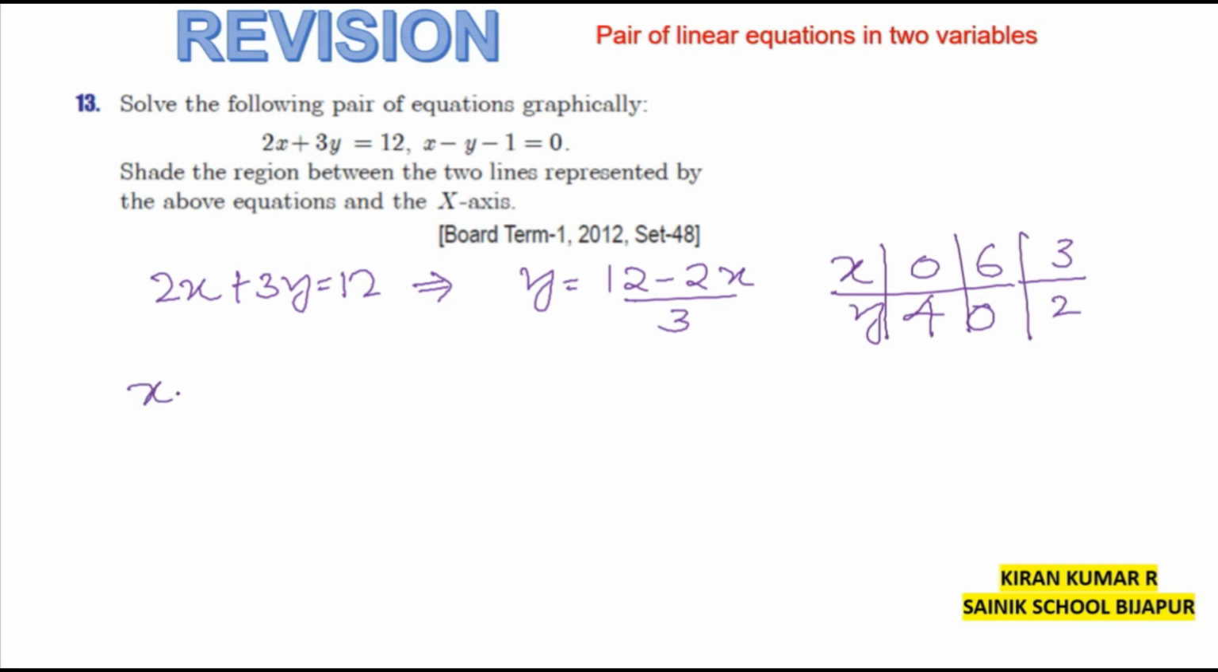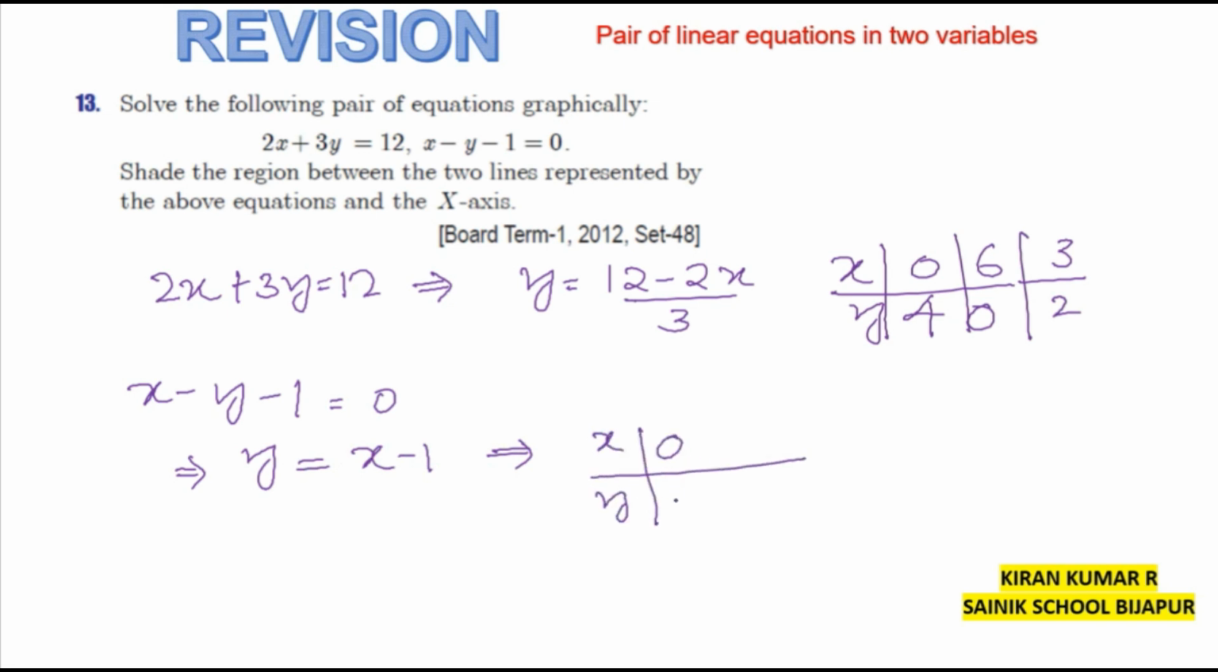And the second equation is x minus y minus 1 equal to 0. So from this, y is written as x minus 1. So x and y coordinates we will find. For x equal to 0, y value is negative 1. When x value is 1, value of y is 0. For x equal to 3, value of y is 2.